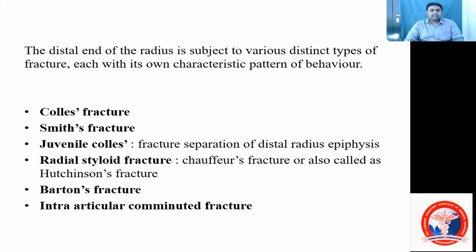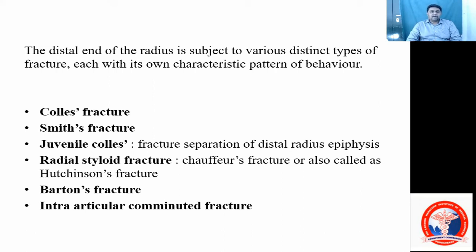This distal end radius fracture is subject to various distinct types of fracture, each with its own characteristic pattern of behavior. This distal end radius fracture is very important because it forms part of the bone of the wrist joint. So the hand is very important for any movement or work a person has to do.